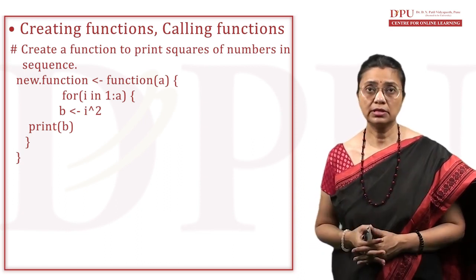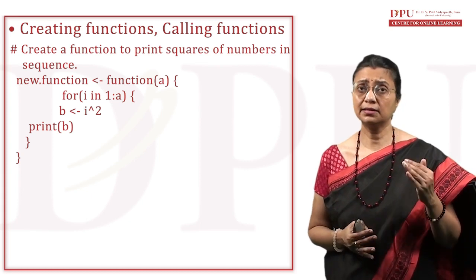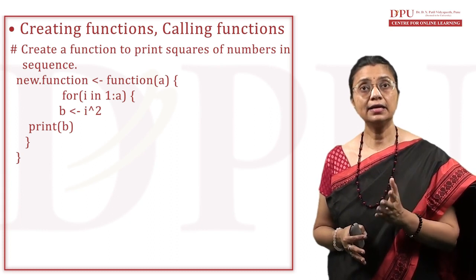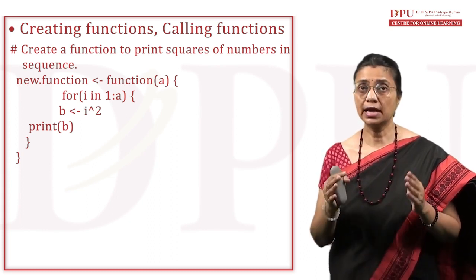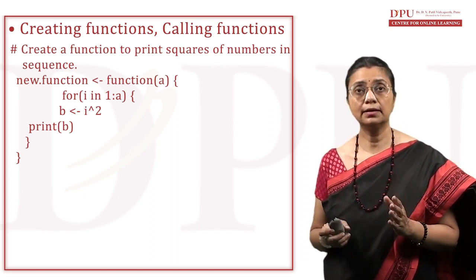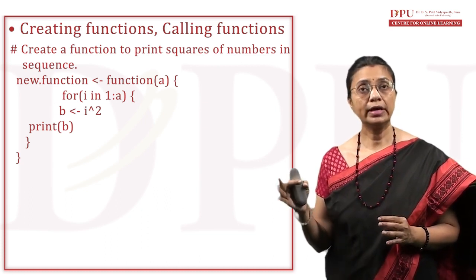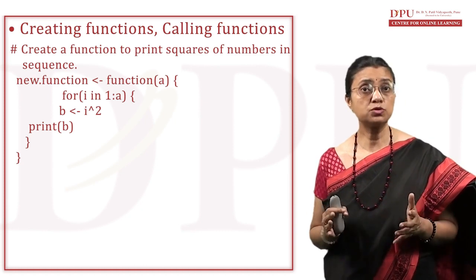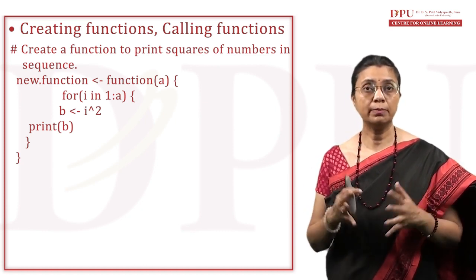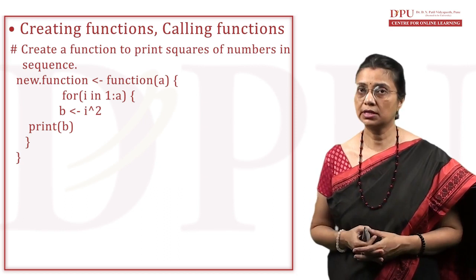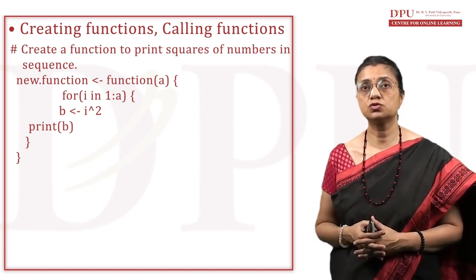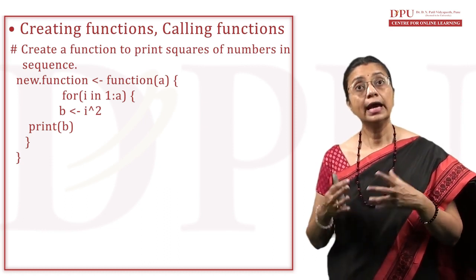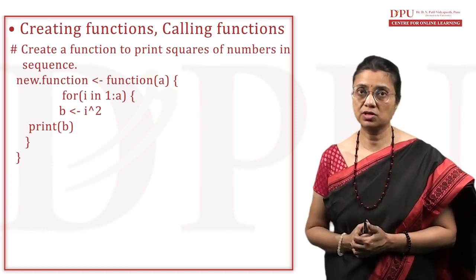Now within my function, I'm taking the help of the for command. With the for command I'm writing i in 1:a, which means I'm looking for the value i from 1 up to a. A can be anything, 20, 30, 40, as per the user. I am storing i square in a variable b and I'm printing b on the screen. So basically my function is doing two tasks. One, it is squaring the value and storing it in b, and second, it is printing b on the screen.